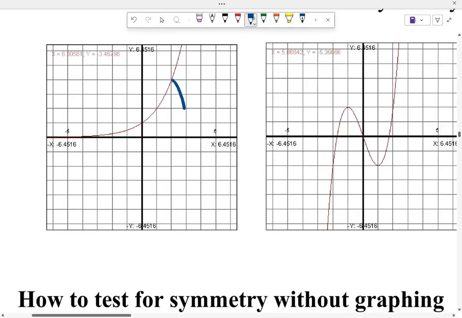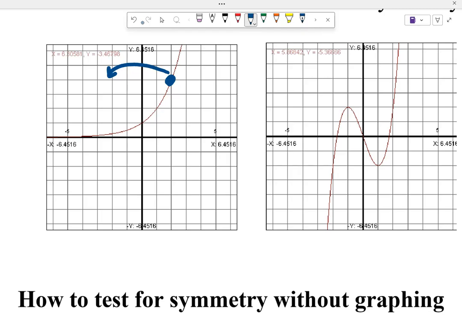If it was symmetric with respect to the x-axis, I'd be able to see that same point down there. It's not there. So it's not symmetric with respect to the x-axis. Is it symmetric with respect to the y-axis? Well, this point would be over here. If it was symmetric with respect to the y-axis, it would also have that point over there.